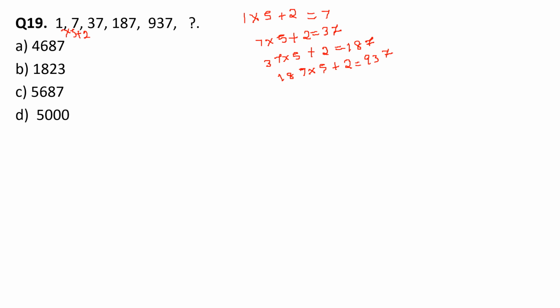So then the last number will be 937 into 5 plus 2. So 937 into 5 is 4685. 4685 plus 2 is 4687 is the answer.